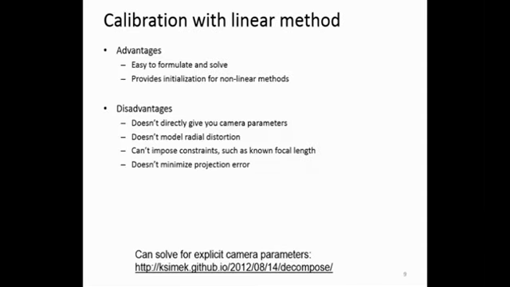We need at least 6 points, at least 5.5 points anyway. So 6 points, and then at least a u or a v value for some point. And this is often used as an initialization for nonlinear methods. One disadvantage is that it doesn't directly give you the camera parameters. Oh, question?